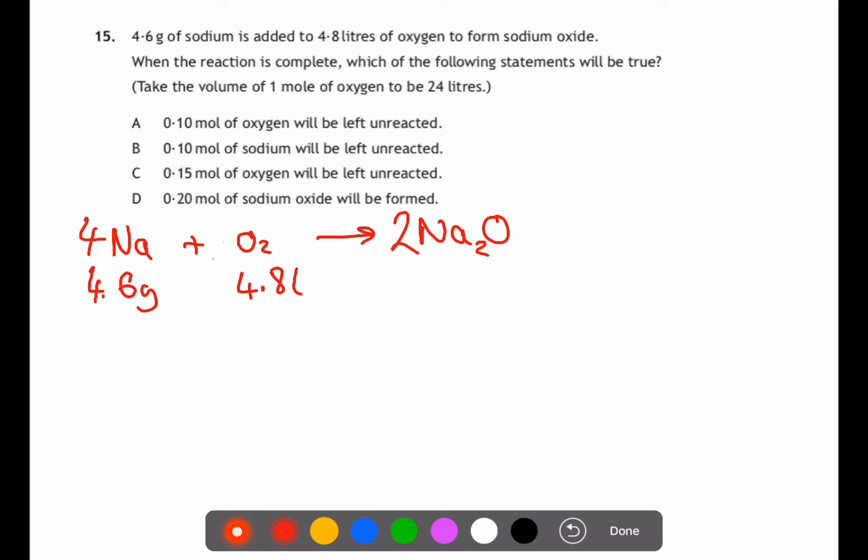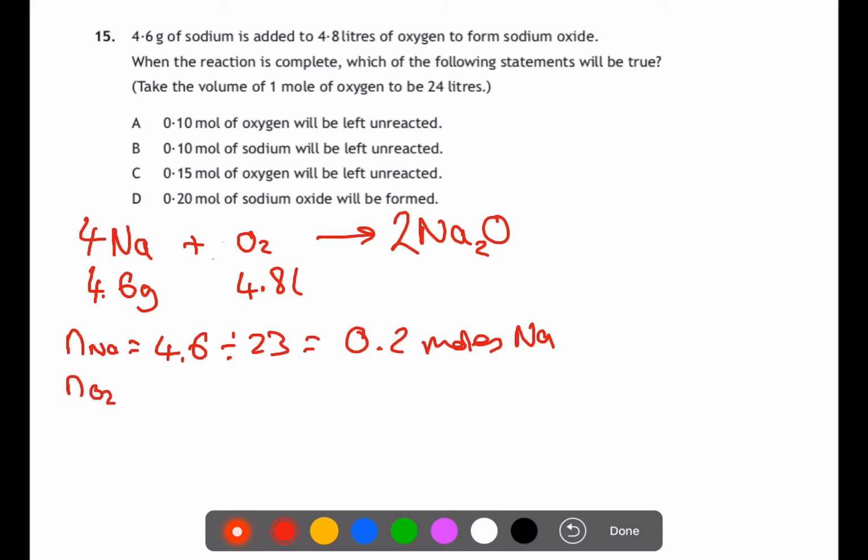So we need to first work out what our limiting reagent is. So if we find the moles of sodium, we do 4.6 divided by the gram formula mass, which is 23, then we have 0.2 moles of sodium present. For our moles of oxygen, if we take the litres and we divide by the molar volume, then we also have 0.2 moles of oxygen present.